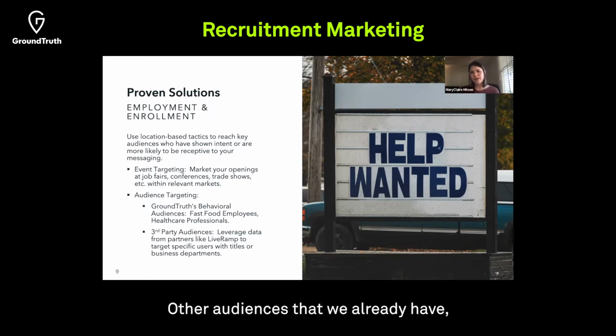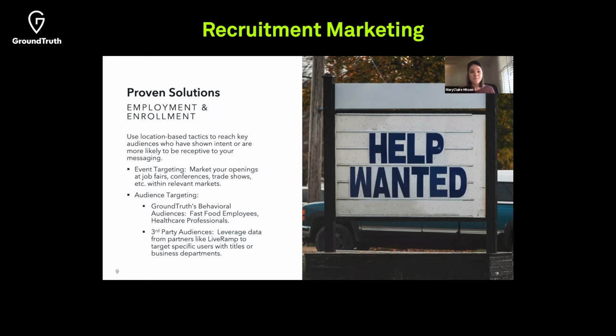Other audiences that we already have that you can have access to: the majority within Ads Manager are going to be B2C facing. So if that's your type of audience, perfect, we've got it for you. But if you're looking for more of that B2B solution, we do have turnkey audiences, one being fast food employees, as well as healthcare professionals. Those are already in existence within Ads Manager. Not to mention, you can make your own custom audiences within Ads Manager as well. So that's something that you do have access to. But if you wanted something really quick and turnkey, because time is of the essence, those exist.